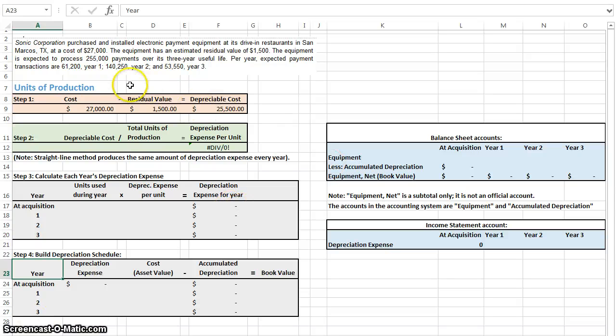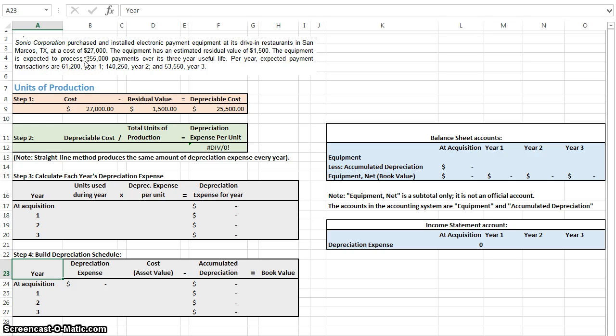Alright, here's units of production. If you saw the video on straight line, our first step was getting that depreciable cost, which is cost minus residual value, and that's going to be the same first step that I want to do for units of production. So I'm going to take that $27,000 minus my $1,500 residual value, and I'm going to get that depreciable cost of $25,500.